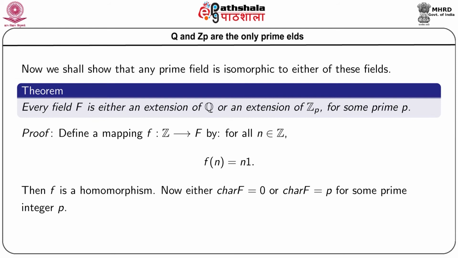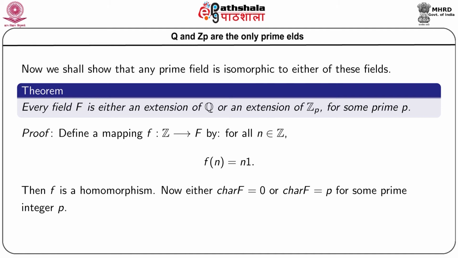Now, we show that up to isomorphism, these two are the only prime fields. For this, first we show that every field F is either an extension of Q or an extension of Zp for some prime p, depending on the characteristic of F. If the characteristic of F is 0, then we show that F has a subfield which is isomorphic to Q, and if the characteristic of F is a prime p, then we show that F has a subfield which is isomorphic to Zp.